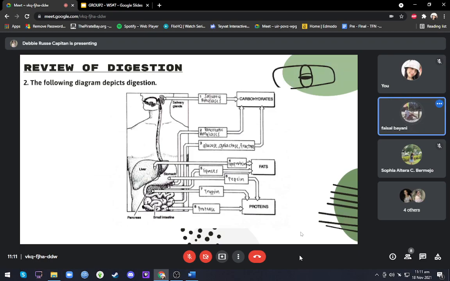Number 2. The following diagram depicts digestion. Number 1, salivary amylases. Number 2, pancreatic amylases. Number 3, glucose, galactose, and fructose. Number 4, lipoprotein. Number 5, lipases. Number 6, pepsin. Number 7, trypsin. And number 8, protease.